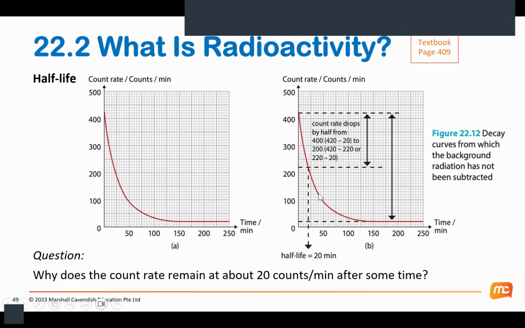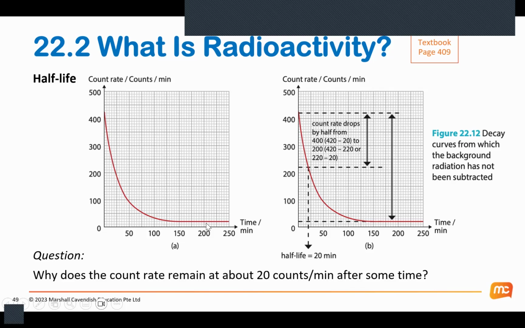And then after that, it will be 100 counts per minute already. I will drop again by half, to 50. But for 50, I still need to add 20, so 70. So it will be somewhere here. You will see it becomes 60 minutes: 20 minutes, 40 minutes, 60 minutes. It's another 20 minutes.